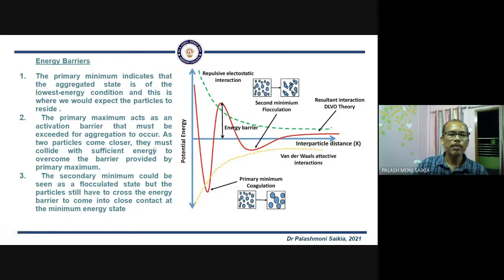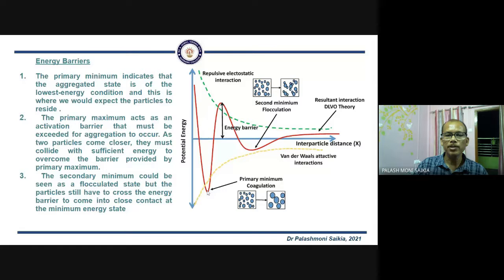Okay, so when particles come closer, they must collide with sufficient energy to overcome the energy barrier provided by the primary maximum. And the secondary minima is also another flocculatory state. Even if they cross the energy barrier, they may go to a second flocculation state, another minima state. But still they have to cross the energy barrier to go to the minimum state. Still they will not be in the minimum energy state. Still they will be unstable, and then again they have to cross this barrier to reach the primary minima.